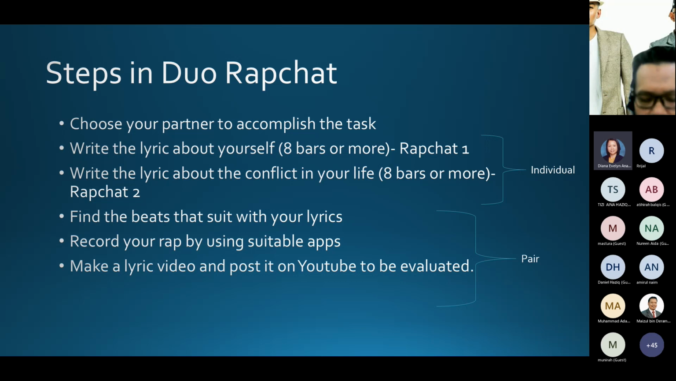Alright, so the first Rapchat is about your self introduction. The second Rapchat is about your conflict, and then you combine them at the end of the production. Then it becomes one perfect lyric, because lyric is about conflict. It's about a problem in your life, and you express it and tell how to solve the problem.